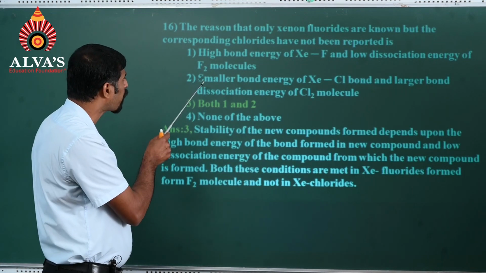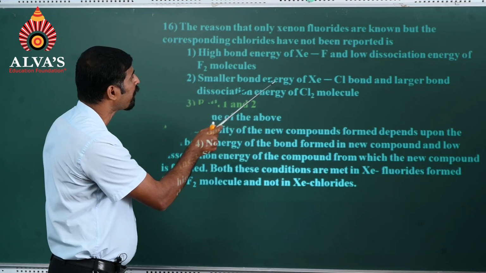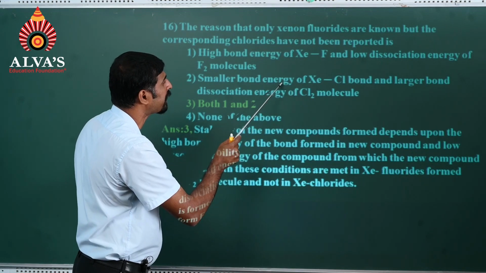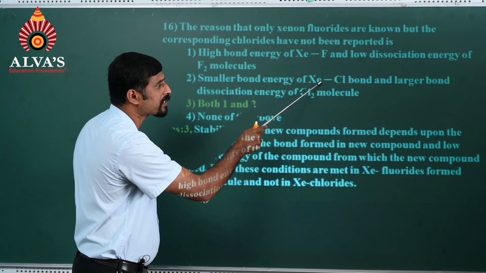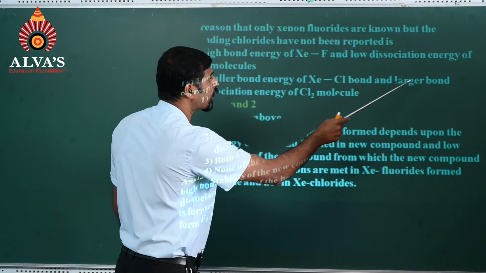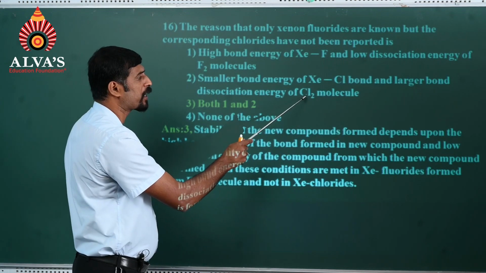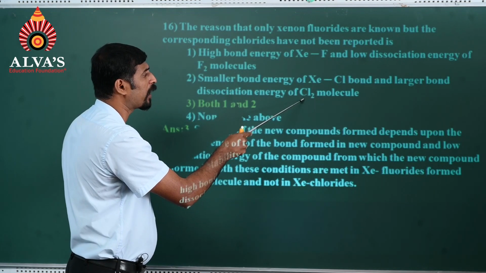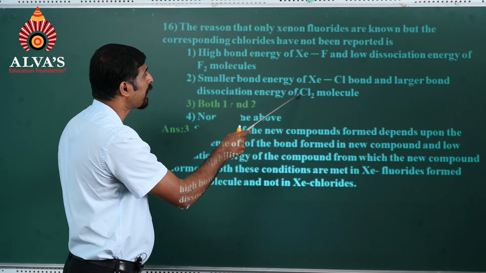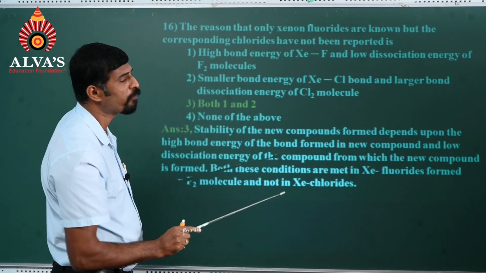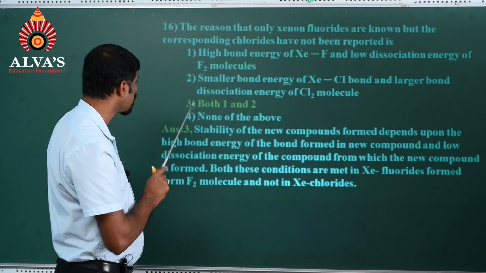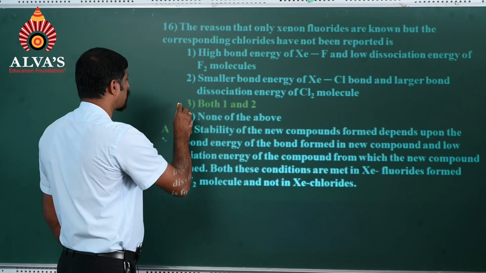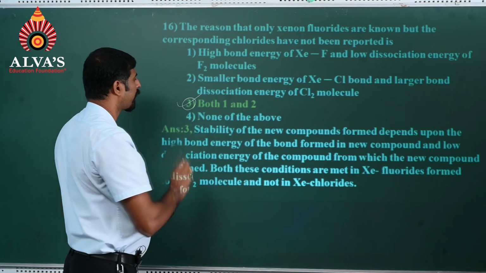Why? Because if you observe the second option, that is a smaller bond energy of XeCl, and because of smaller bond energy, the formed molecule becomes less stable, and also larger bond dissociation energy of Cl2. The energy required to break the Cl2 molecule is very high. That's why xenon chloride will not be formed very easily, and hence both 1 and 2 are right answers. That's why option third is the right answer.